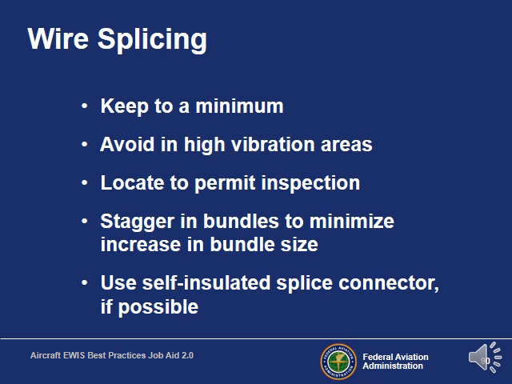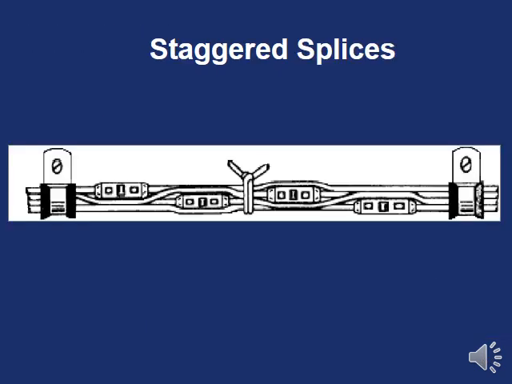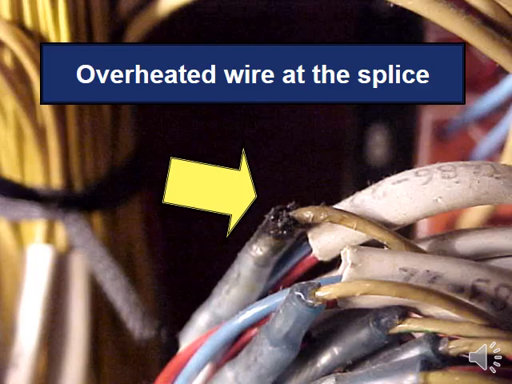It's important to stagger the wire splices so that the bundles themselves do not have big bulges in them. So here we have an example of staggered splices. Everything is nice and even. Splices can be overheated. If there's damage and they start to break free, then we can have a potential arcing problem here. So be on the lookout for these overheating splices.